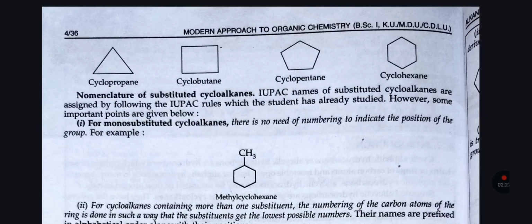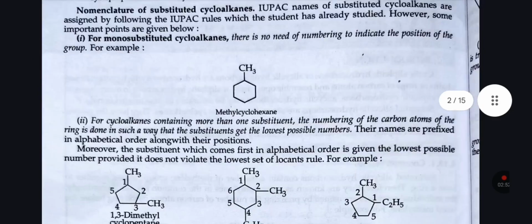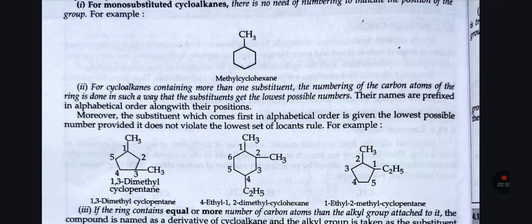Nomenclature of substituted cycloalkanes. IUPAC names of substituted cycloalkanes are assigned by following the IUPAC rules which the students have already studied. However, some important points are given below. First, for monosubstituted cycloalkanes, there is no need of numbering to indicate the position of the group. For example, methylcyclohexane. For cycloalkanes containing more than one substituent, the numbering of the carbon atoms of the ring is done in such a way that the substituents get the lowest possible numbers.